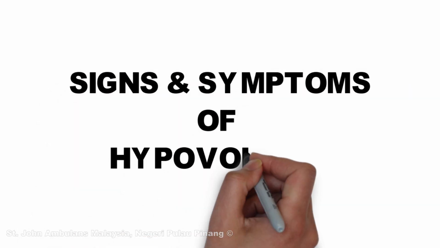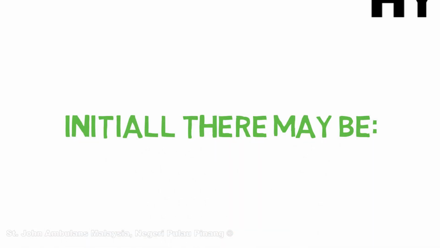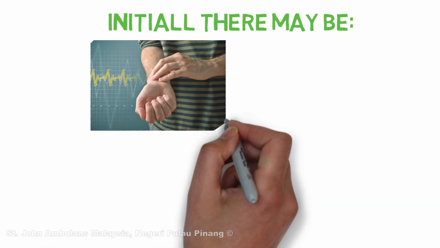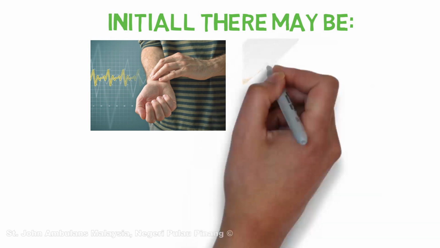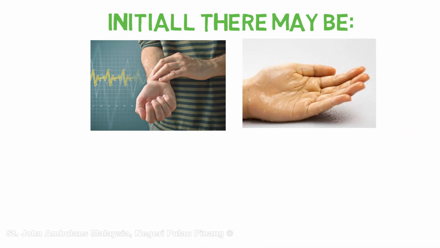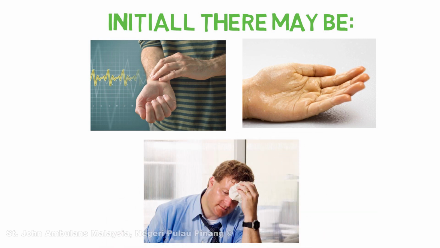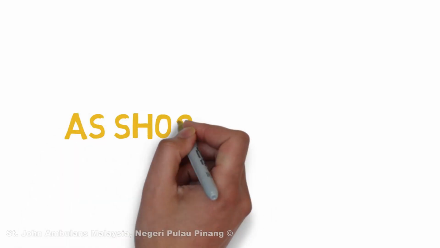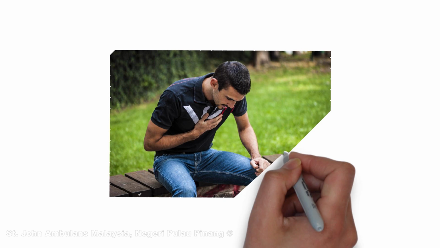Signs and symptoms of hypovolemic shock. Initially, the casualty may present with a rapid pulse when you feel over the wrist area. He may have pale, cold and clammy skin, and he may also be sweating profusely. If no treatment or management has been done, the shock may develop further. And when shock develops, the victim may present with more rapid shallow breathing.